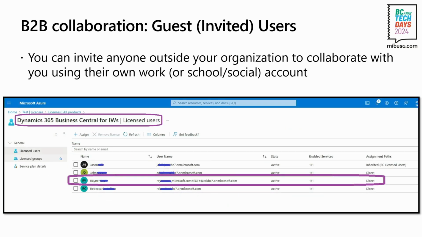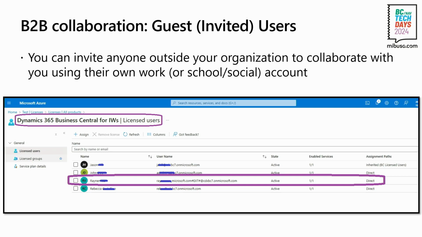Before that, you can now assign licenses to this user, just like any other user. So here we can see, you maybe remember Rayner showed this where there were only 3 users. Now there's a 4th user, and we can also assign the Business Central for Information Workers license to that user. So with this, Rayner will be able to log in to the customer's Business Central.